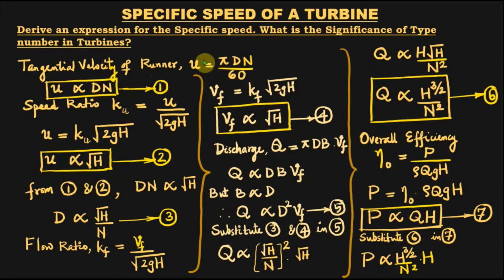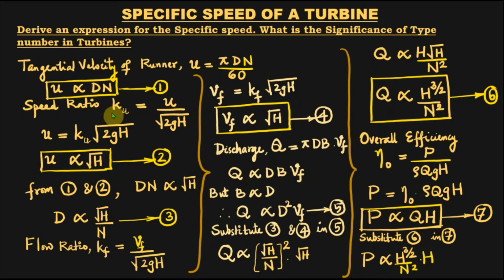So we can convert this equality into proportionality. So u is proportional to DN. So u is proportional to the product of diameter and the rotational speed N. Let it be equation number 1.